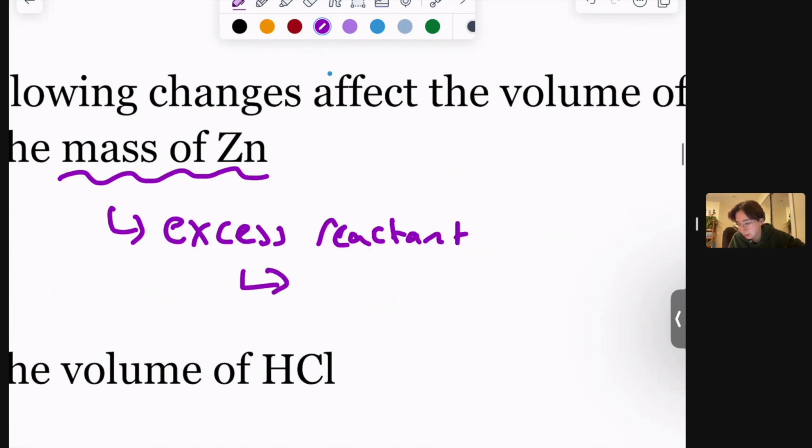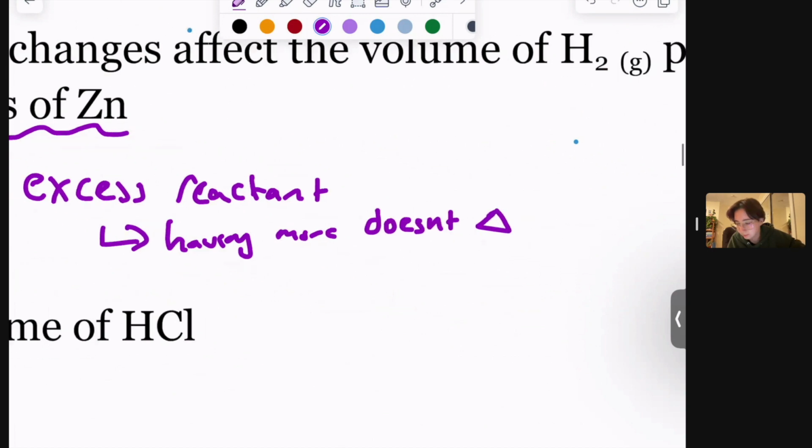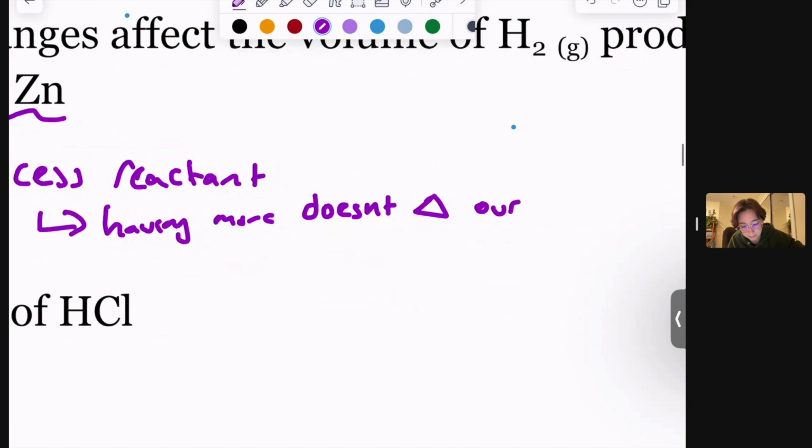Which means that having more of it doesn't change our yield.